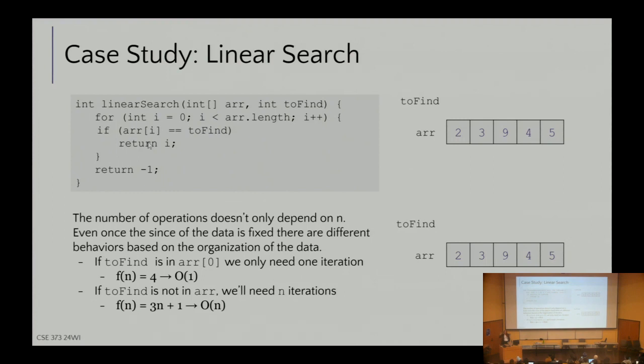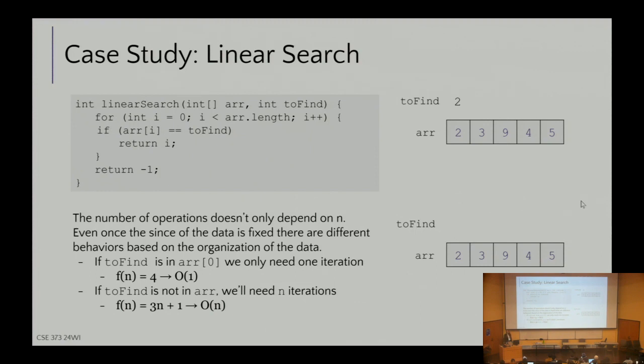But if that thing's not in the collection, I have to go all the way through, exit the for loop, to eventually return -1, meaning I didn't find it. So let's talk about how this code may perform, not based on how many things are in the collection, but where in the collection the thing you're looking for might be. So if we're looking at this example here, what if I gave you an array 2, 3, 9, 4, 5, and I asked you to find the value 2?